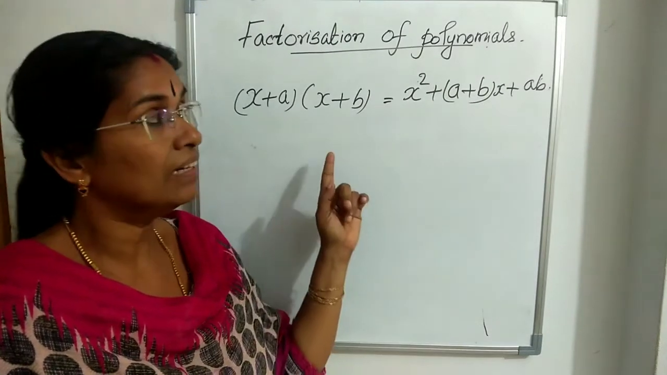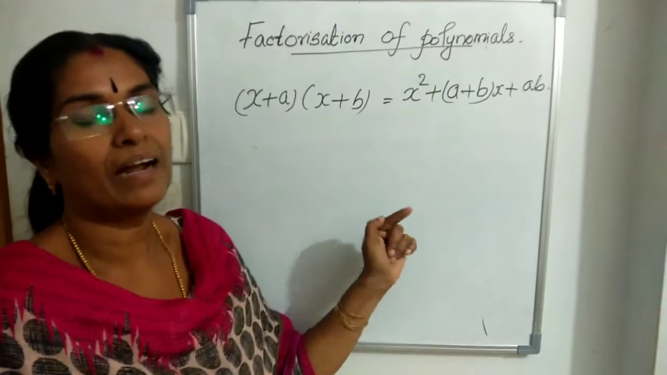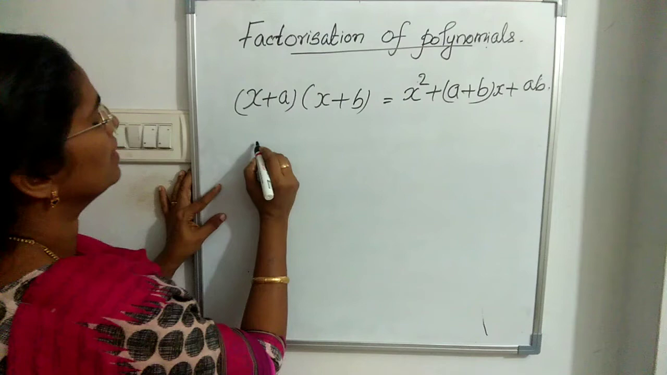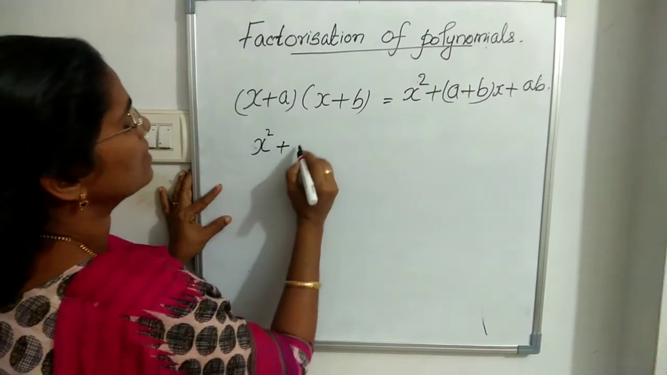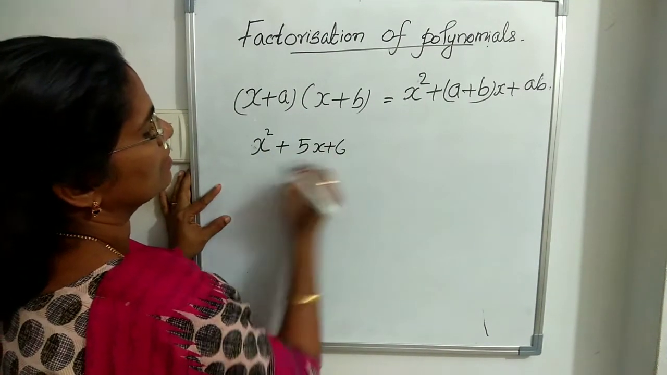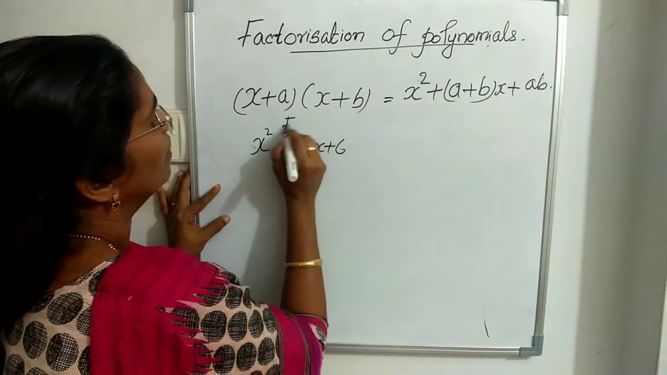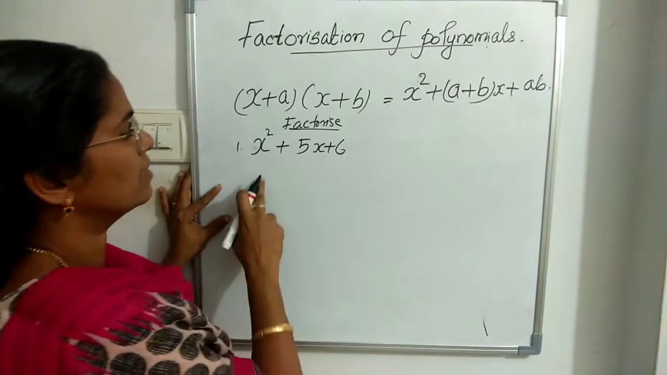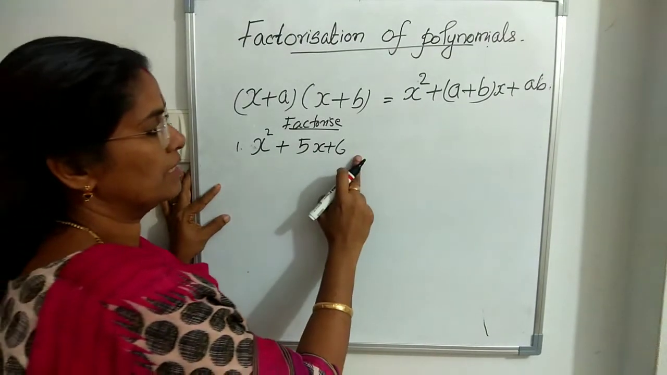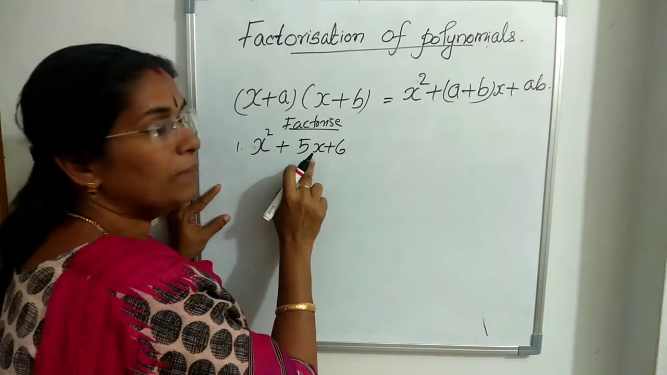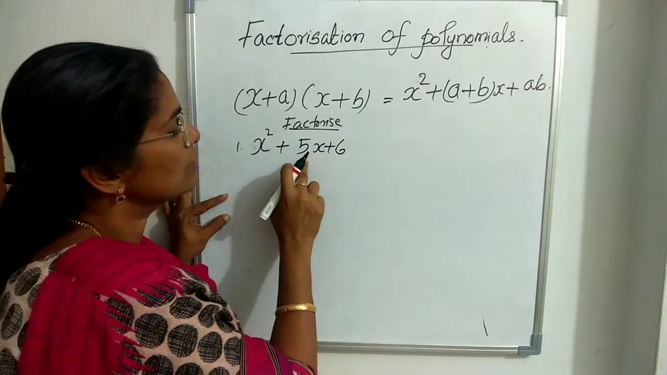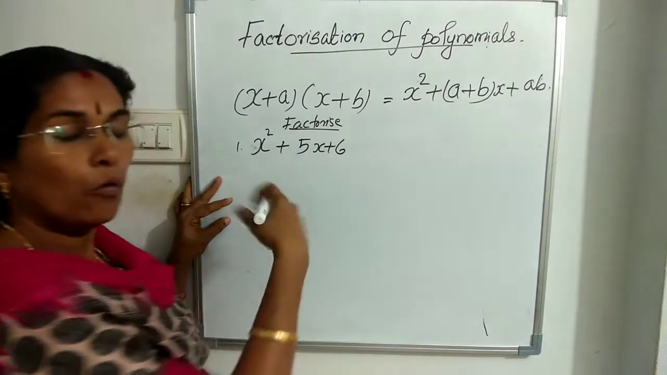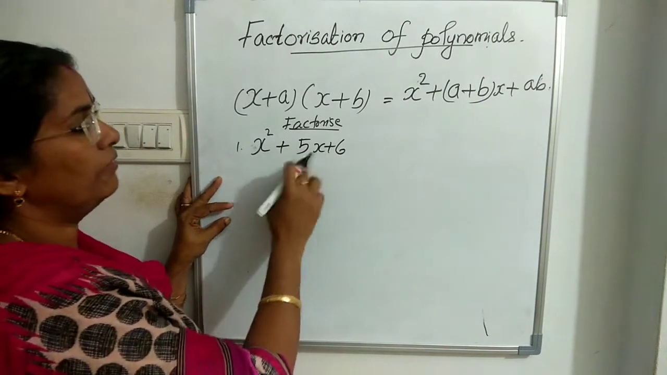Last year we learned how to factorize an algebraic expression. I am giving one question: x square plus 5x plus 6. You have to factorize this one, by splitting the middle term, as you learned last year. How are we splitting the middle term? How can we make 5x into two terms?